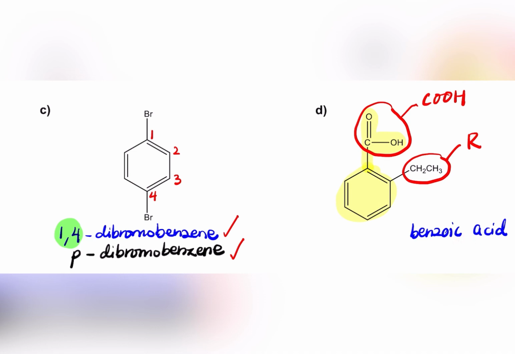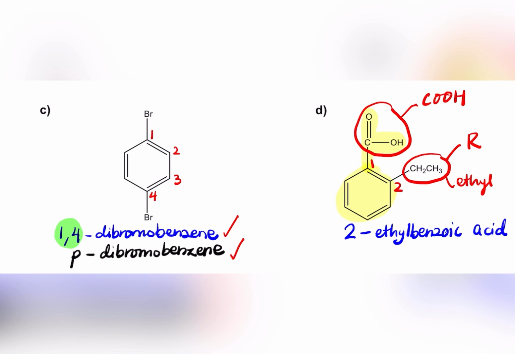Due to this COOH group attached to this carbon, automatically this carbon will be numbered as carbon number 1. So my numbering will start from here. And then the next numbering is for the next substituent. Now I'm going to give the name for my substituent, which in this case is ethyl. So ethyl at position carbon number 2. So I'm going to write my full name for structure D as 2-ethyl benzoic acid.